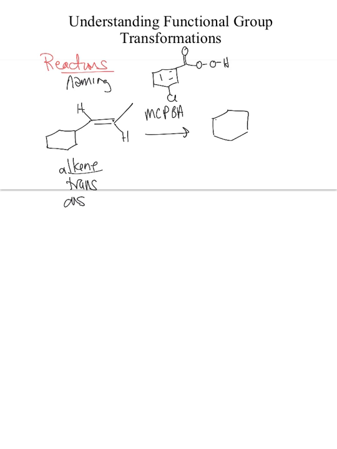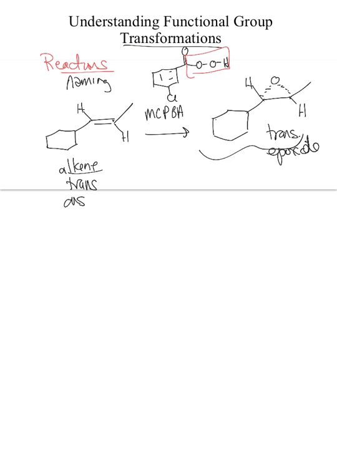And that peracid here will make an epoxide from alkenes. And that's something you have to know. Now, the key here is it retains the same stereochemistry. So this is a trans epoxide. So when you're doing these transformations, it's important to name your starting material, alkene, and what you're making, epoxide.